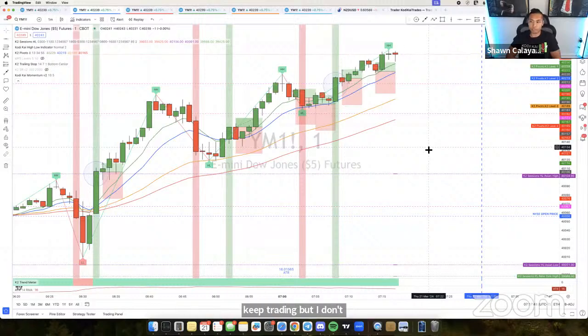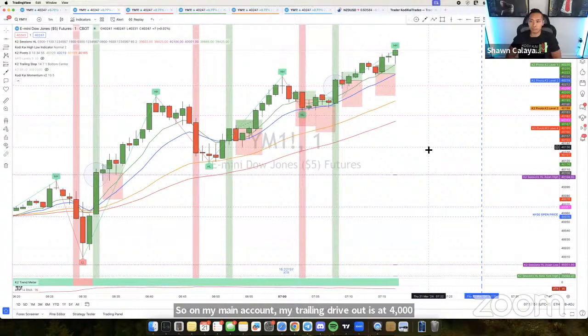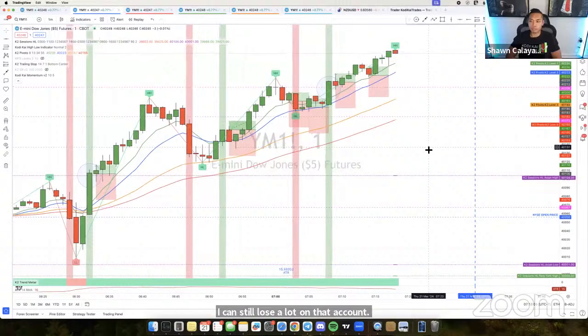My trailing drawdown right now is still fine. It's perfect at like 2,000. On my main account, my trailing drawdown is at 4,000. I can still lose a lot on that account. For my other accounts over here, they're at 3,000 and around 2,500. So my trailing drawdown is cool. I can still lose twice before I have to be worried.